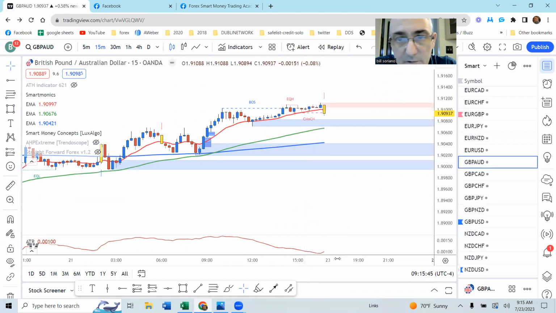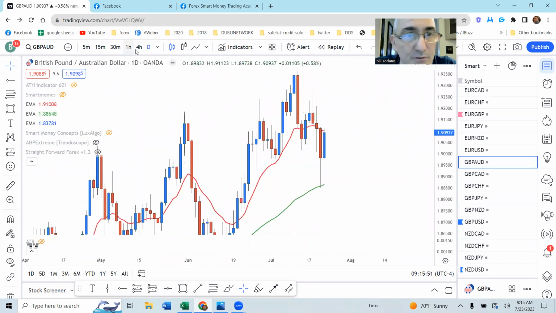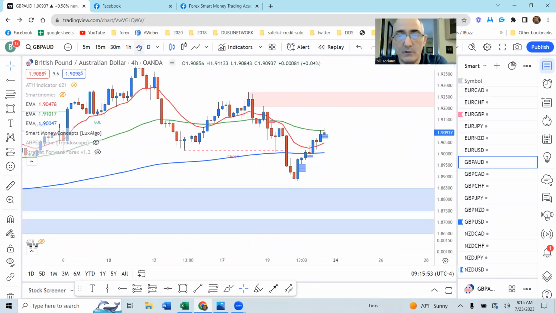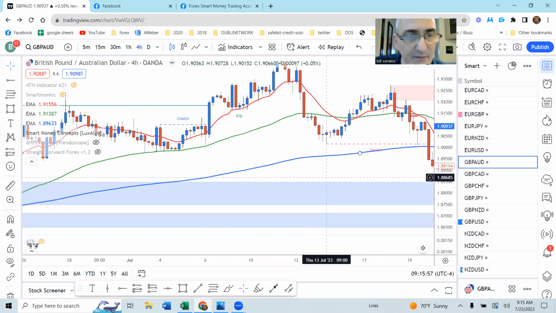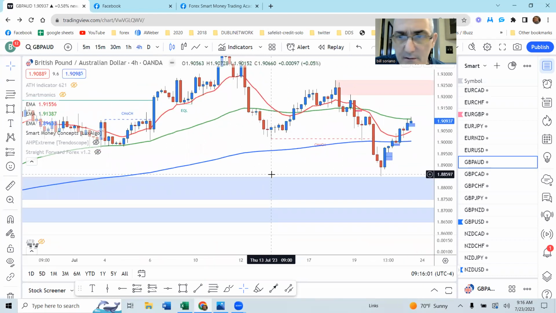So what we're going to do is just start from scratch here. We're going to remove all our drawings. We're going to go back to the daily chart, right? We can see bullish price action. We drop down to the 4-hour. And we're going to see if we have another area that we can maybe target, okay?